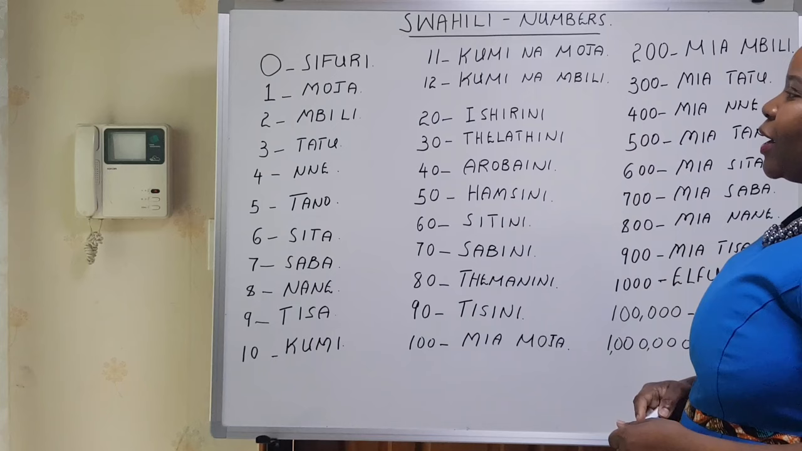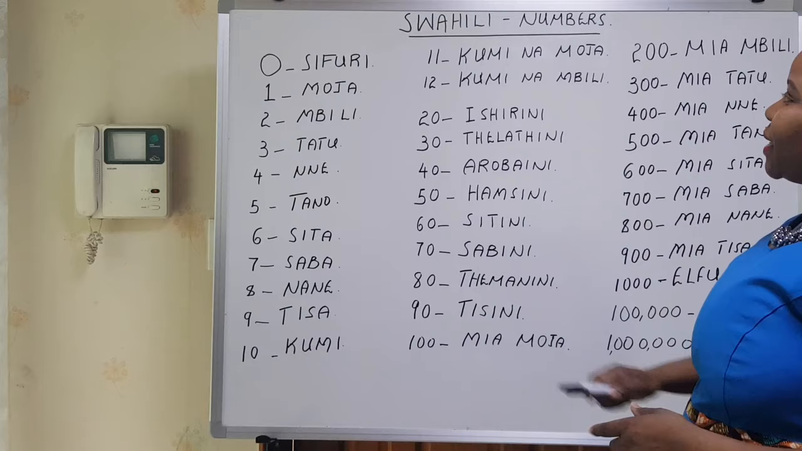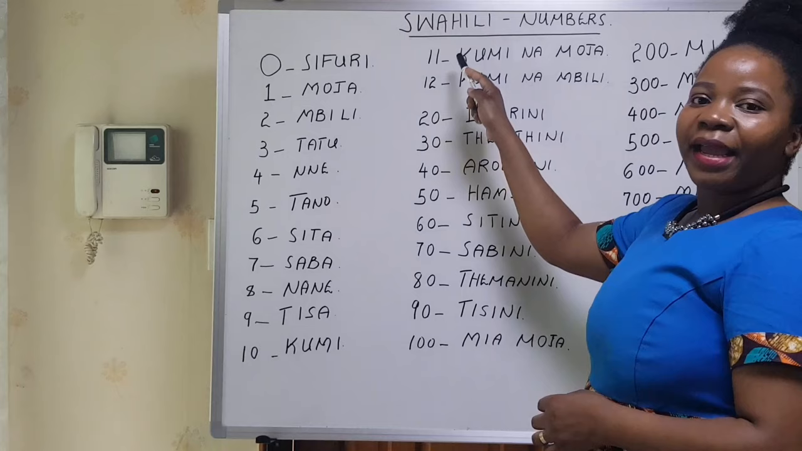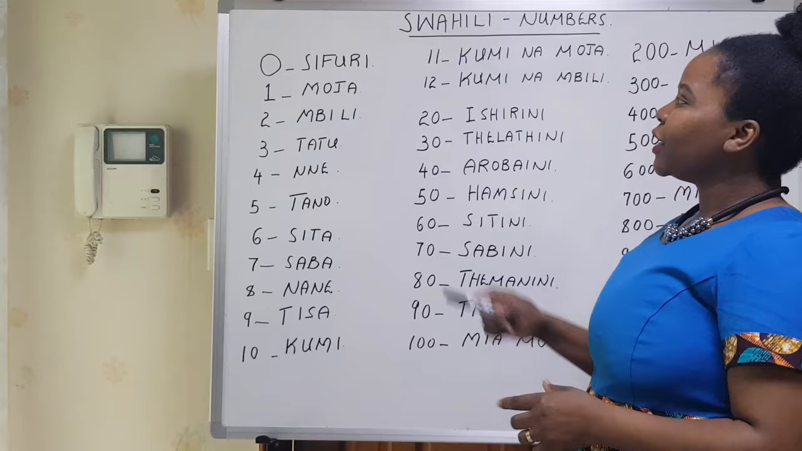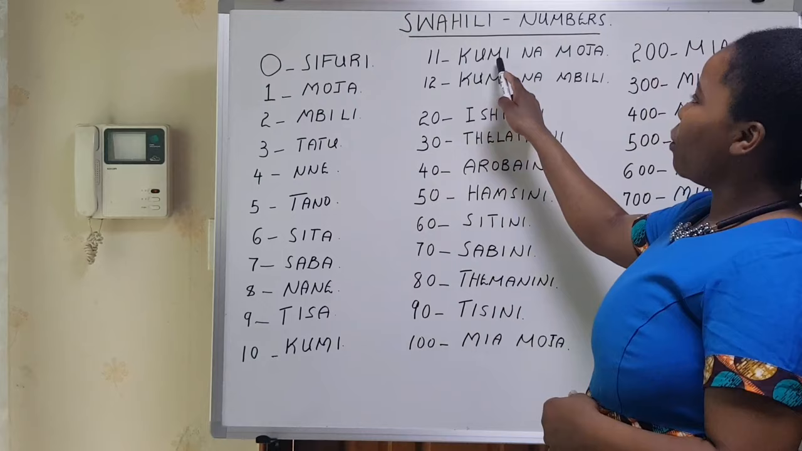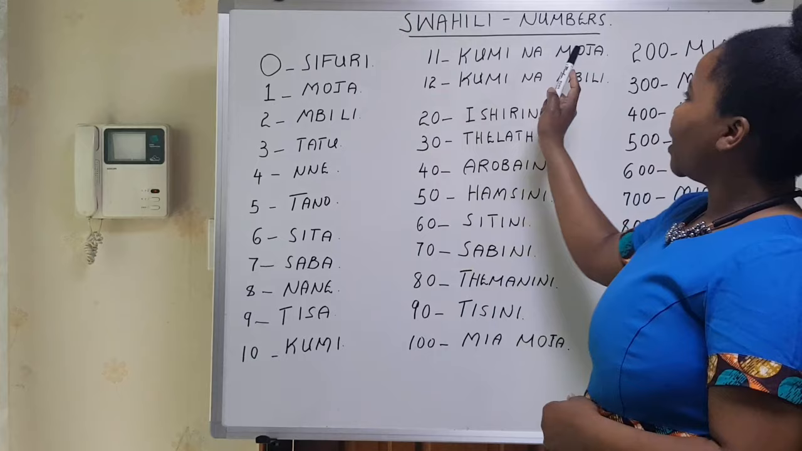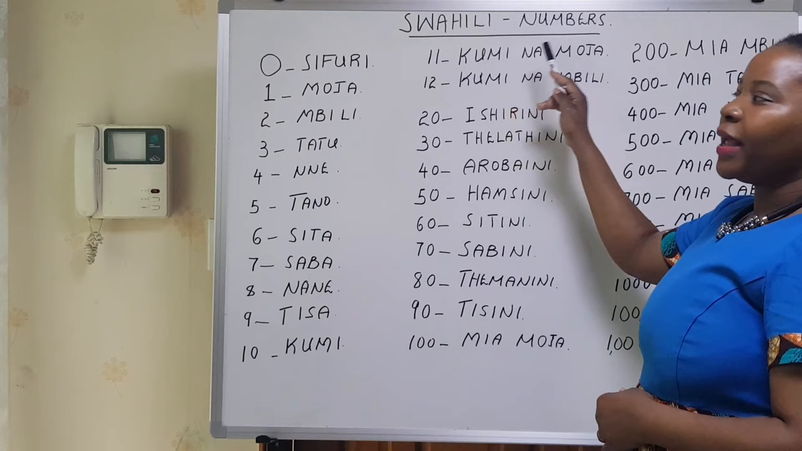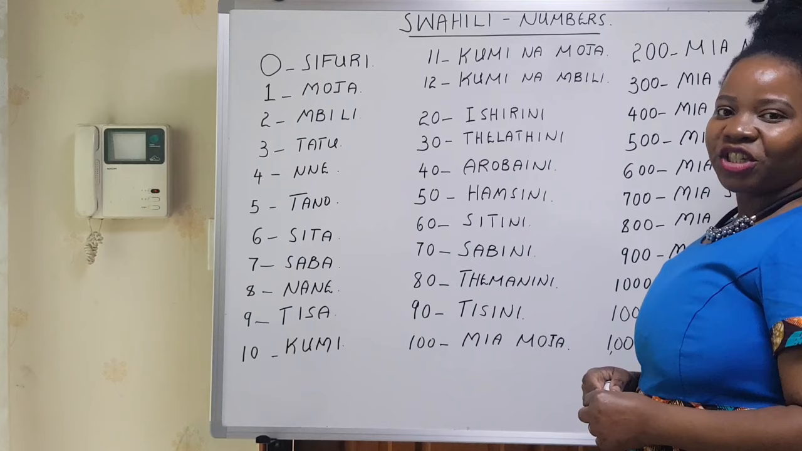Why kumi na mbili? Why kumi na moja? Let's start with 11. 11 is 10 and 1. That is 11, right? So, kumi, 10 is kumi. And 1 is moja. So we add na in between kumi and moja. So we get kumi na moja. All right? So 11 is kumi na moja.